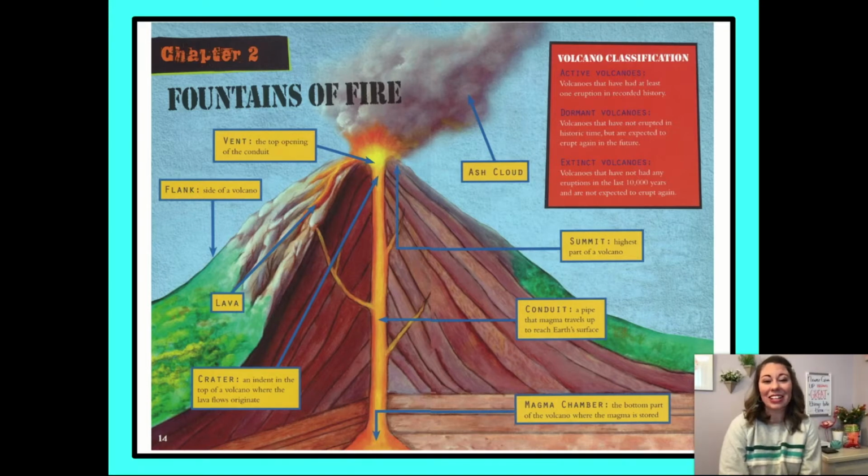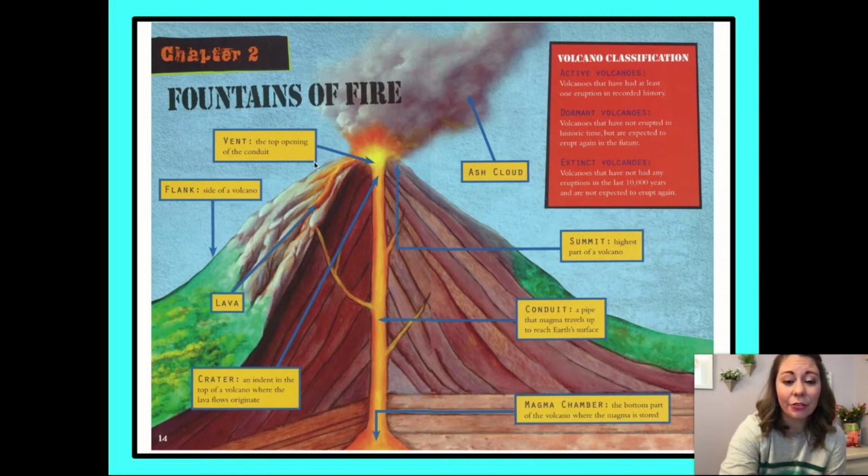So let's look at chapter 2. And we have some cool diagrams in here. We can see this diagram of what the parts of a volcano actually are. So let's start with the top, the vent it's called. It says the top opening of the conduit. Okay, I wonder what a conduit is. I bet we'll find out. The next one, the flank, is the side of a volcano. So the side of a volcano is called the flank.